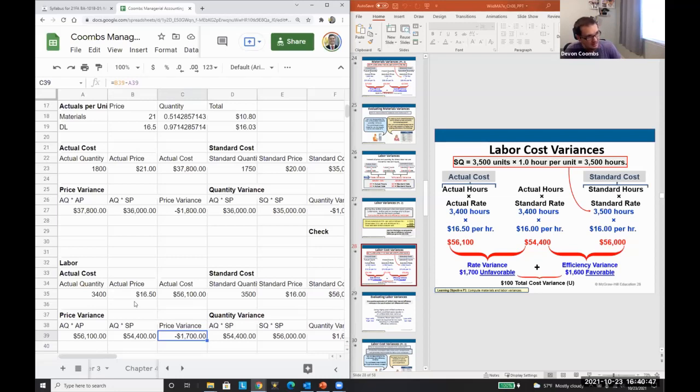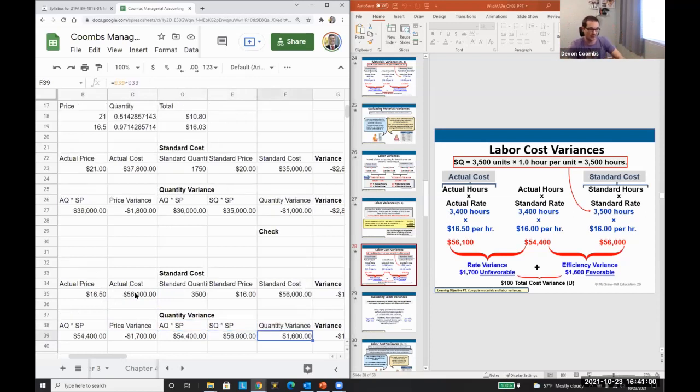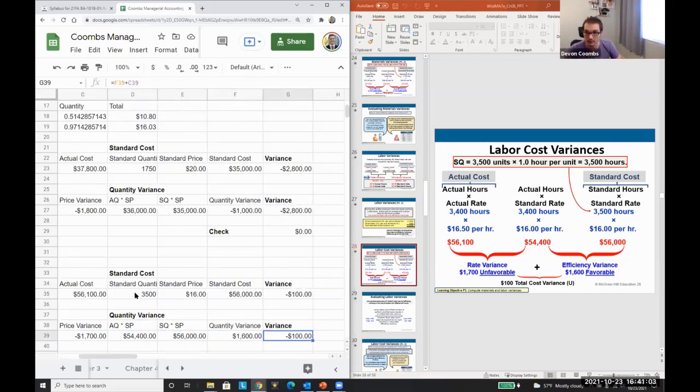This is because we paid an average higher rate. That could be coming from more overtime or not staffing correctly, staffing with more senior people. So we can figure that part out and take an action accordingly. The quantity variance or hours variance was actually positive, right? We have a positive $1,600 variance from increased efficiency, which we figured out by taking our actual quantity times our standard price and our standard quantity times our standard price and taking the difference. So our variance is $100 negative.